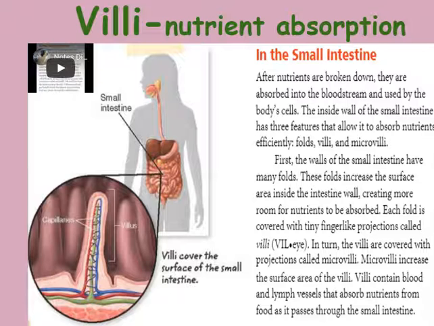This right here says the inside of the wall of the small intestine has three features that allow it to absorb nutrients efficiently: folds, villi, and microvilli. That has everything to do with that nutrient absorption. So your 20 to 25 feet or so of small intestine makes your digestive system extremely efficient.